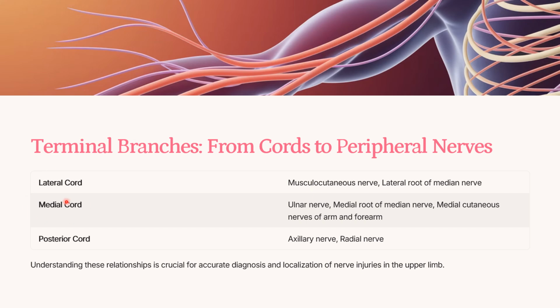But the medial cord will be supplying five nerves. Out of that, four are more important. One is the medial root of the median nerve, the medial cutaneous nerve of the arm, the medial cutaneous nerve of the forearm, as well as the ulnar nerve. The posterior cord is responsible for five nerves, but out of that, two, if you remember, it is enough. One is the axillary and the other is the radial nerve. So understanding these relationships is very crucial for diagnosis.